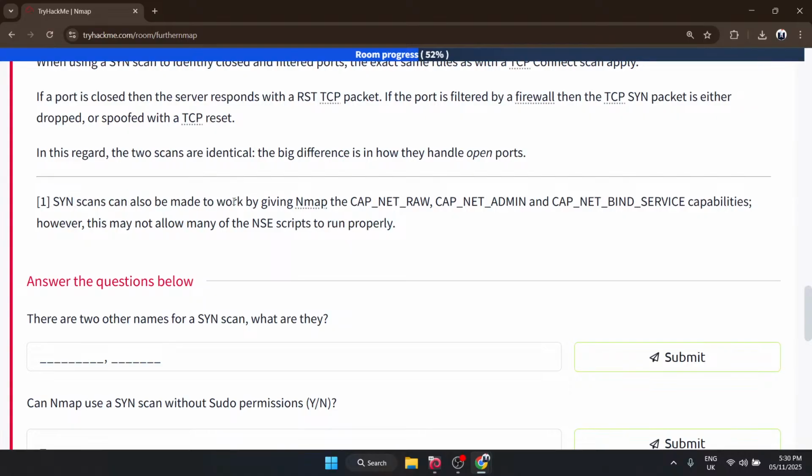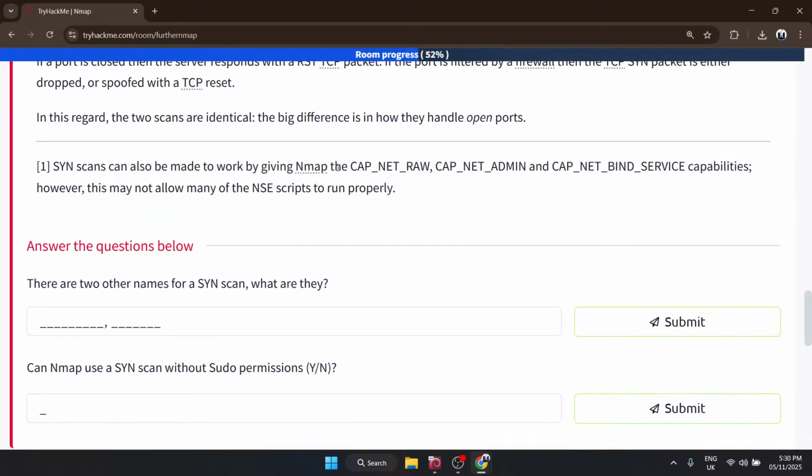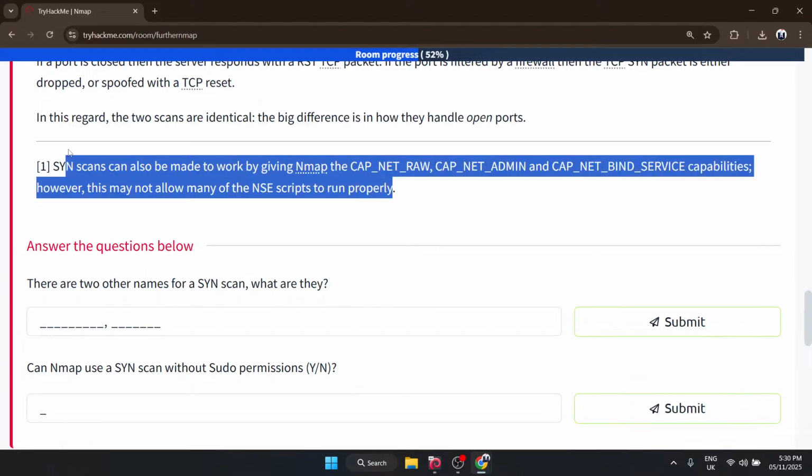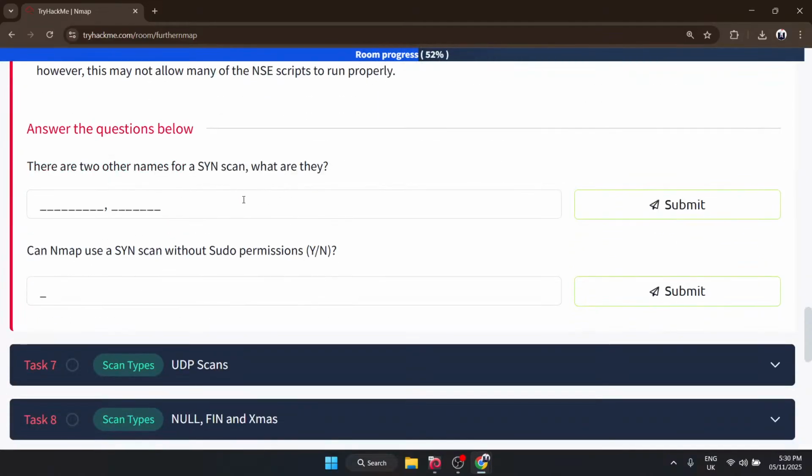SYN scans can also be made to work by giving Nmap the CAP_NET_RAW, CAP_NET_ADMIN or CAP_NET_BIND_SERVICE capabilities. However, this may not allow many of the NSE scripts to run properly. This is not very useful, so let's forget about that. Now, there are two other names for the SYN scan.